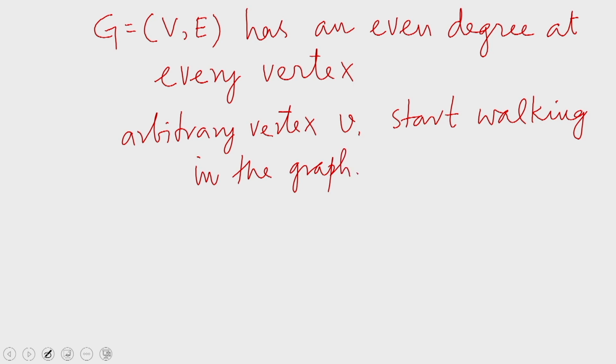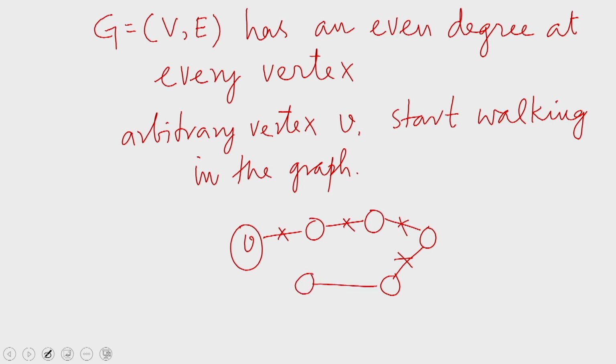Always make sure that an edge that you traverse is crossed out, so that you will never use that edge again. So, you start at vertex V, keep traversing while crossing the edges. Let us say after some time we come back to V. We have to come back to V because every vertex has an even degree. So, the traversal will never get stuck.